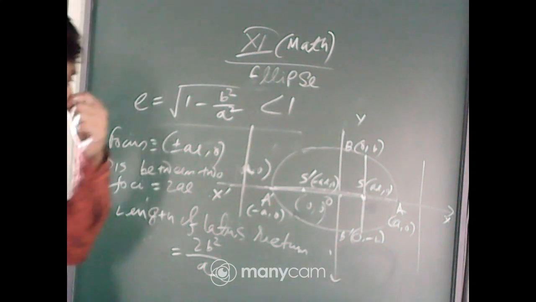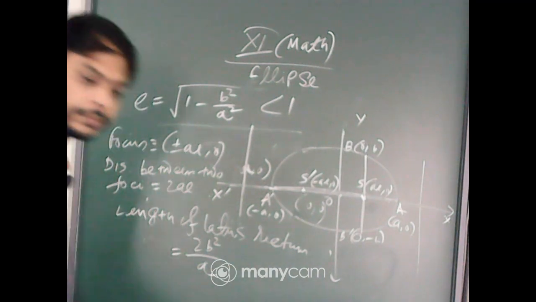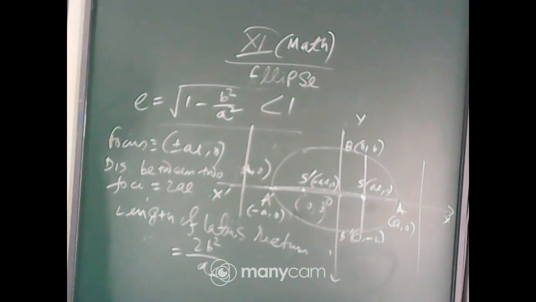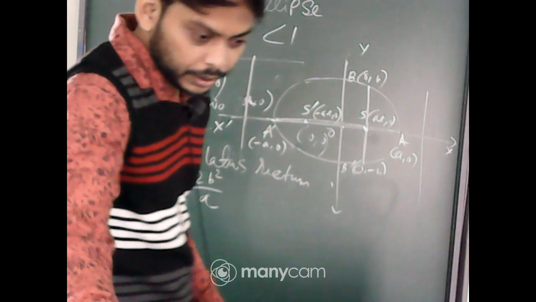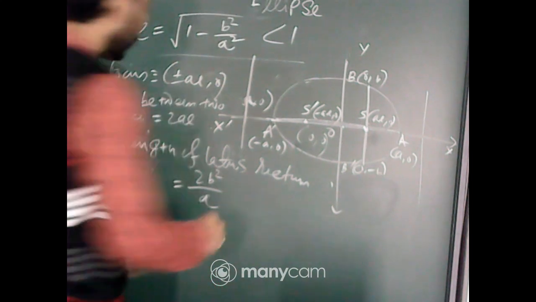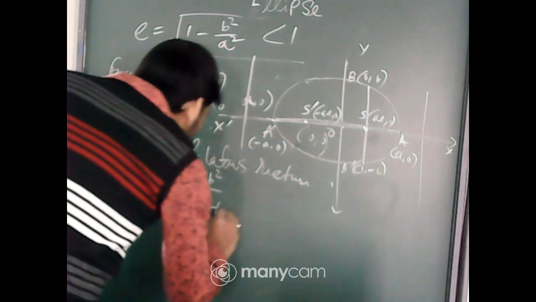Okay, now equation of latus rectum. Can you see the lower portion of the board? Can you see the lower portion of the board? Right now, I think now it is visible.